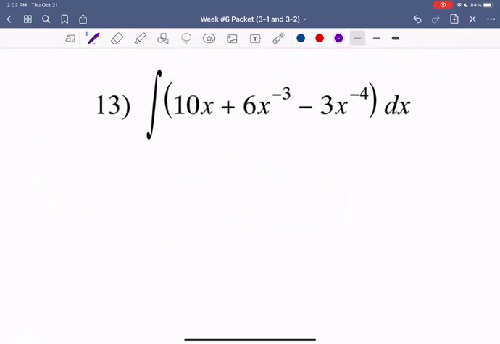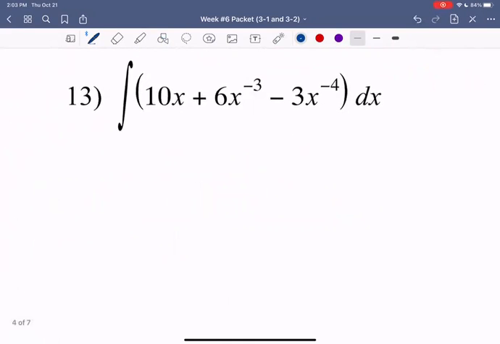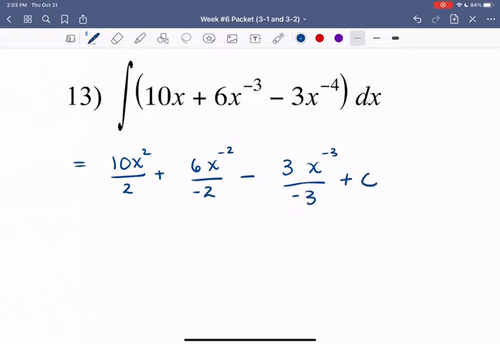Number 13 is very similar to number 12 that we just did. Now we have 3 terms, so what I'd like you to do is pause the video and find that antiderivative on your own. And when you're ready, we'll check answers. Taking the antiderivative of each term should look like the following: 10 x to the 2 over 2 plus 6 x to the negative 2 over negative 2 minus 3 x to the negative 3 over negative 3 plus c.